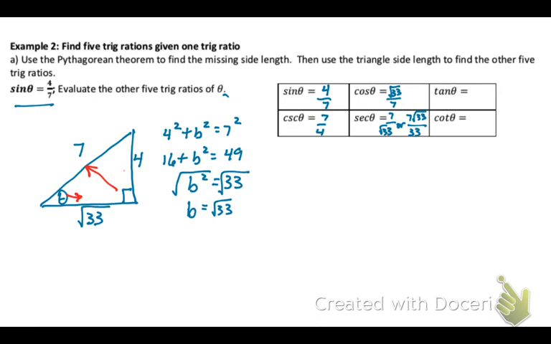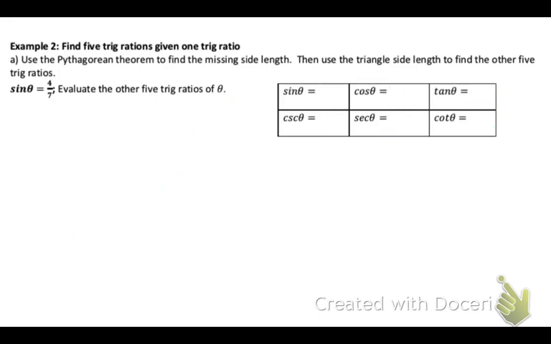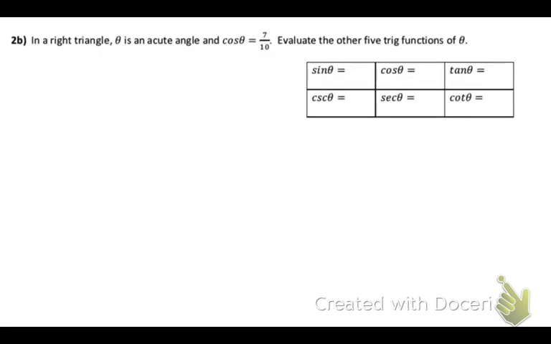Now for the tangent, it is opposite over adjacent. So 4 over square root of 33. Rationalize. So 4 square roots of 33 over 33. And now for cotangent, go to your original ratio and just flip it. And you'll get the square root of 33 over 4. Again, just practicing finding all those 6 trig ratios.